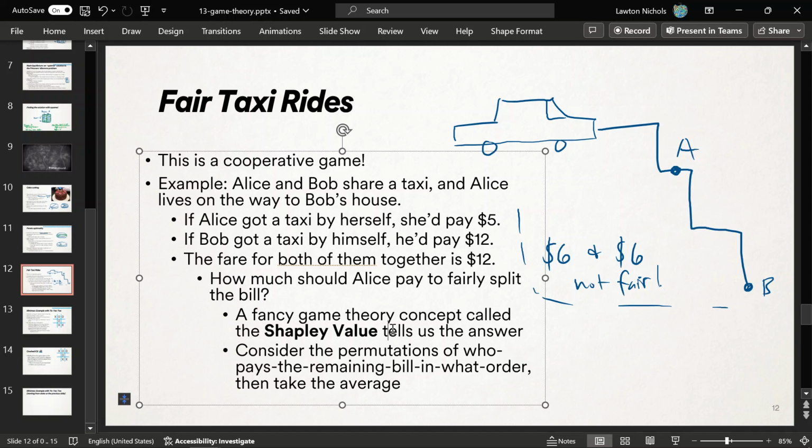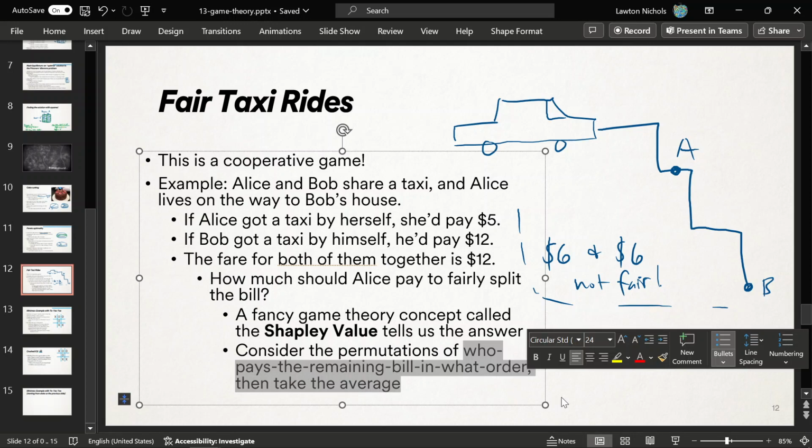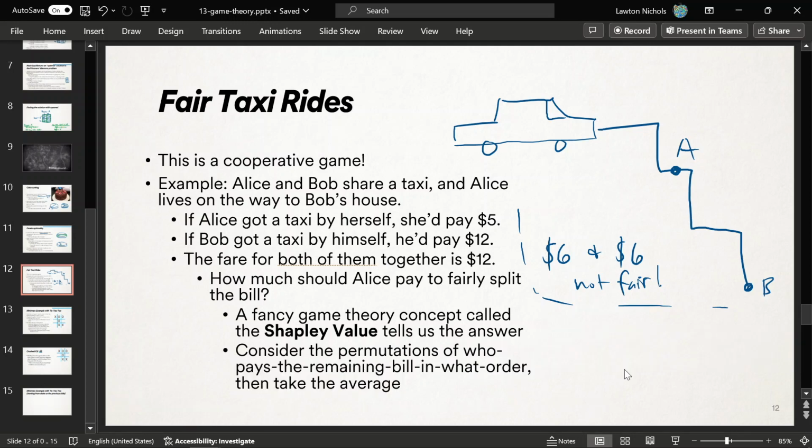So one fancy term that we could use is called the Shapley value. It's a number that we can calculate. That's going to give us a good way to share this bill. It has to do with taking averages again, just like the Nash equilibrium did. So the secret to calculating this Shapley value and determining the best bill is you consider all the different ways, all the different permutations, the scramblings of who pays the bill first, right? Who pays the remaining bill in what order? That's a weird way to think about it. And then you take the average over that.